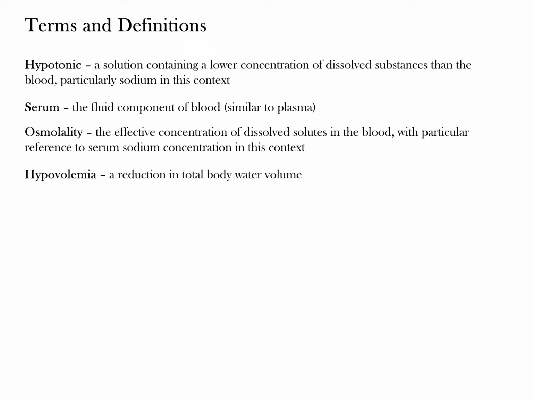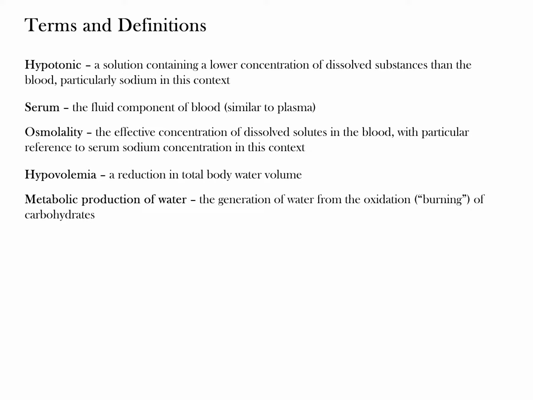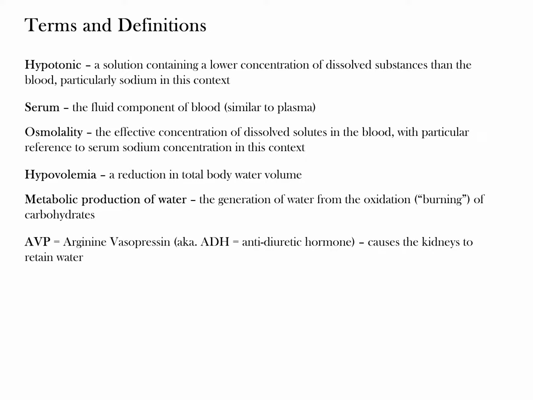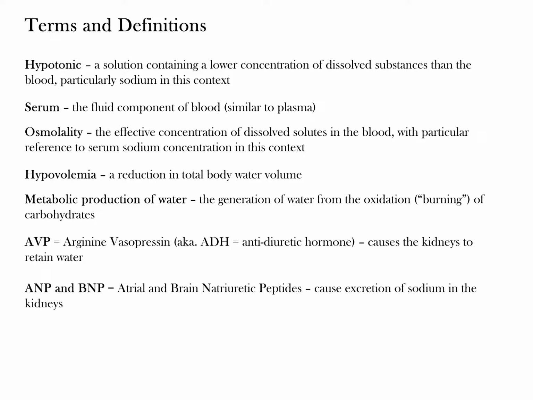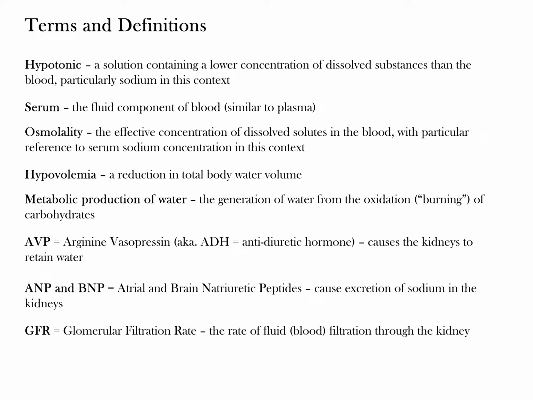Hypovolemia refers to a reduction in total body water volume. Metabolic production of water is the generation of water from burning carbohydrates to produce energy. AVP, or arginine vasopressin, causes the kidneys to retain water. This is also known as ADH, or antidiuretic hormone. ANP and BNP are atrial and brain natriuretic peptides, which cause excretion of sodium in the kidneys. GFR is the glomerular filtration rate, which refers to the rate of fluid filtration through the kidney.